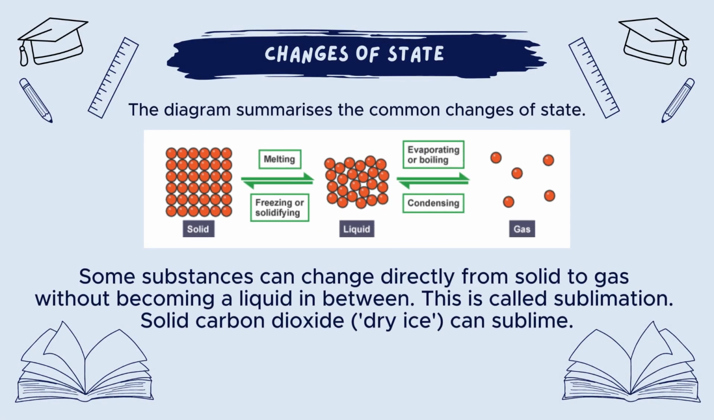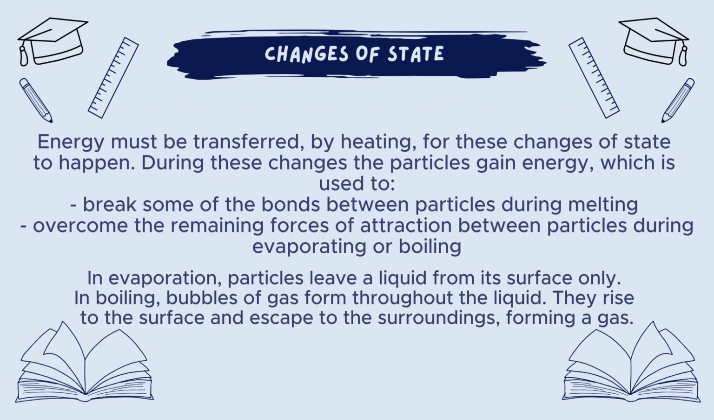The diagram summarizes the common changes of state. Some substances can change directly from solid to gas without becoming a liquid in between. This is called sublimation. Solid carbon dioxide, dry ice, can sublime. Energy must be transferred by heating for these changes of state to happen.